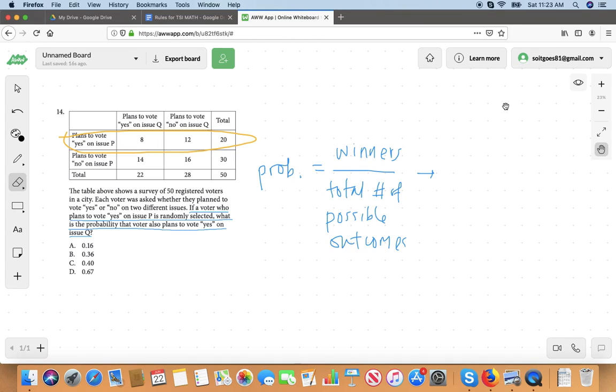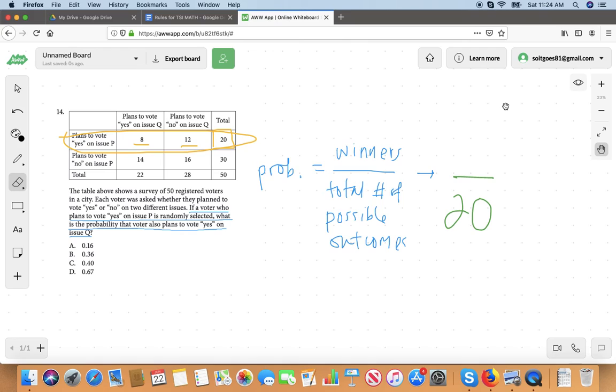Just kind of study the chart here. I think we can pretty easily determine what we're talking about. 20 possible voters. That's the total number of voters who plan to vote yes on issue P. You might ask, what about 8 and 12? Well, those are the voters that plan to vote yes on P and yes on Q. There's 8 of those, and then 12 plan to vote yes on P and no on Q. But the total who plan to vote yes on issue P is 20, and that's in the total column on the right-hand side. So I feel pretty comfortable putting a 20 in the denominator, and you can too.